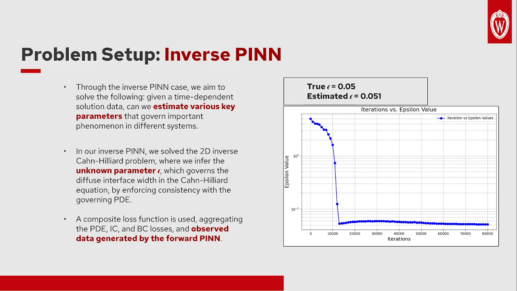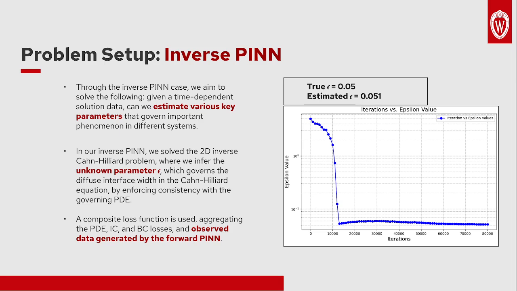The input of the inverse PINN is x, y, and time, representing the concentration field h at some time t. Again, recall that this comes from the output of the forward solution. We aim to infer the unknown parameter epsilon, which is embedded in the time-evolved input data. We specifically set this true value to 0.05. We also use a composite loss function aggregating the PDE, initial condition, and boundary condition losses.